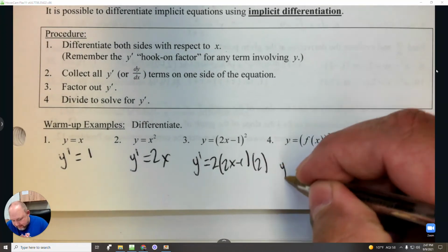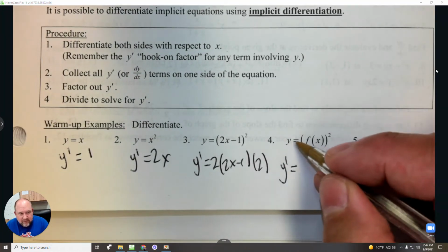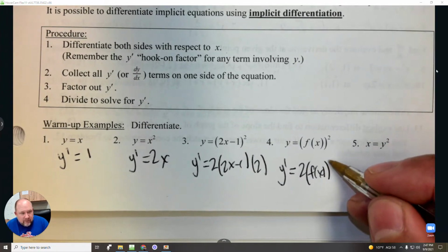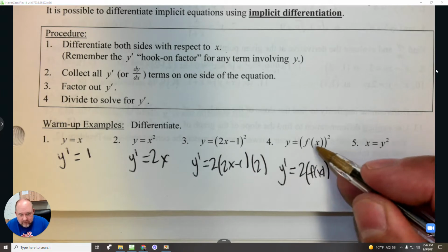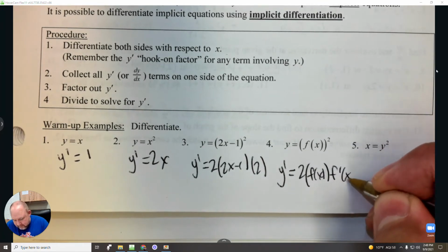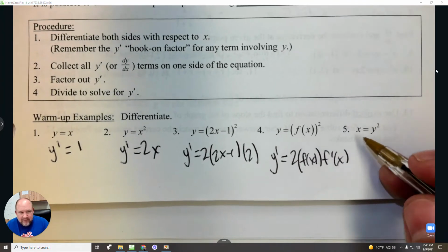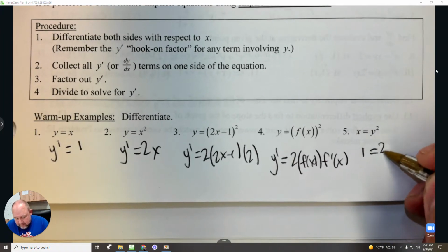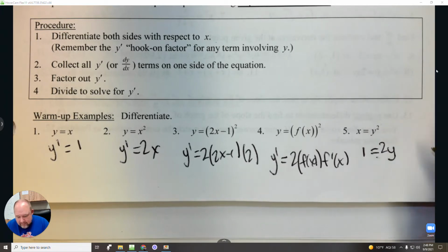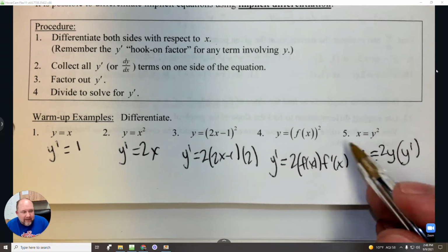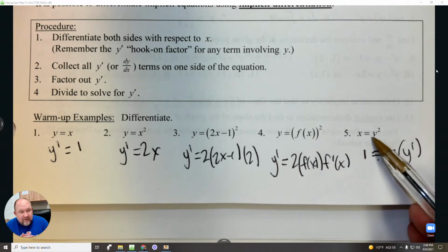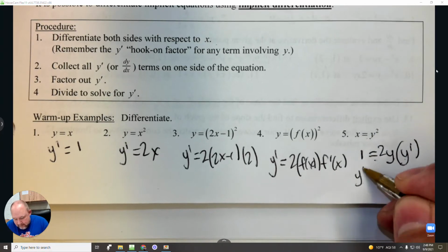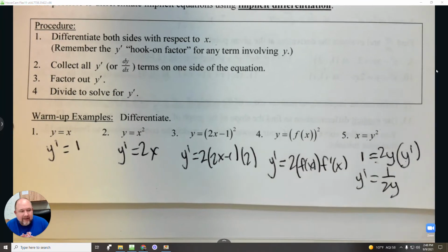Here, this again is the chain rule. 2 times 1 in front, subtract 1 from the exponent. I don't need the 1. The derivative of what's inside is f prime at x. Now this is implicit because it's x equals y squared. So the derivative of x is 1, but the derivative of y squared is 2y, but it needs a hook, y prime. That's what we're going to practice today. If you're taking the derivative with y squared involved, you need to have that hook. So y prime by itself, you would divide by 2y, and that would be your answer.